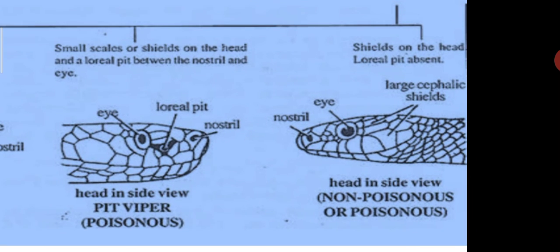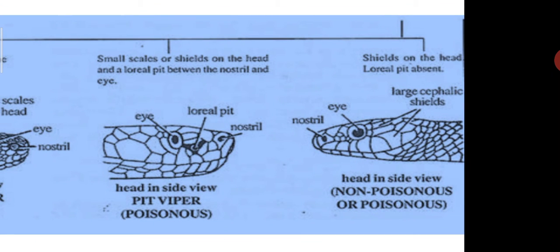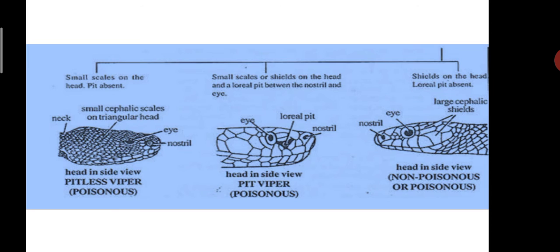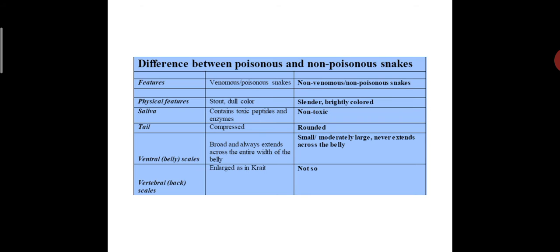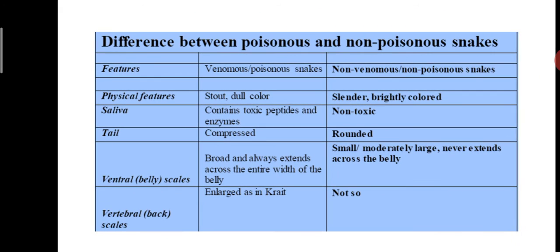Here we can see large cephalic shields. Shields on the head, loreal pit absent. So it may be poisonous or non-poisonous. Now the differences between poisonous or venomous and non-poisonous or non-venomous snakes. Physical features of the poisonous snakes: they are stout and dull colored, and the non-poisonous snakes are brightly colored.